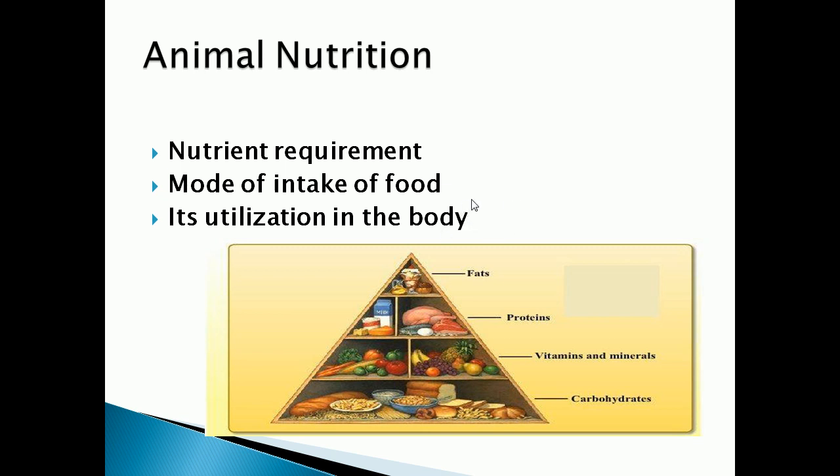Now you can see the components present in the food. We already studied some of the components present in food in 6th standard. They are fats, proteins, vitamins and minerals, and carbohydrates. These are the components present in the food.